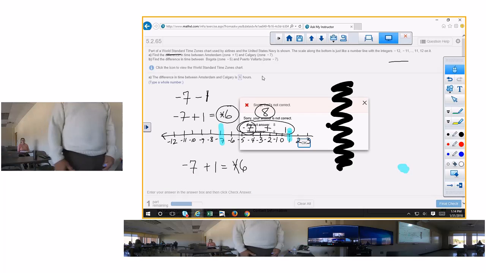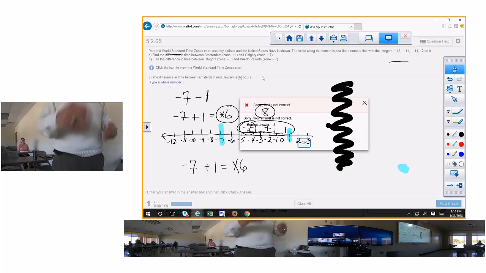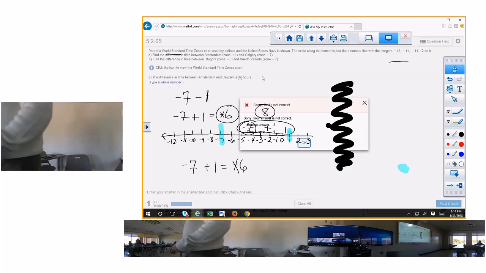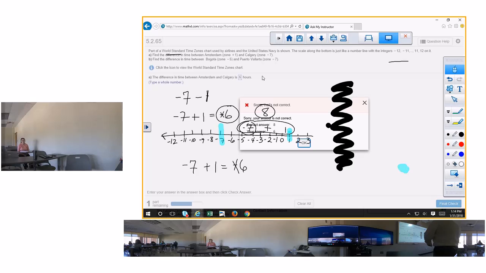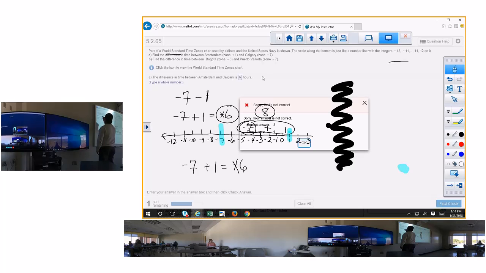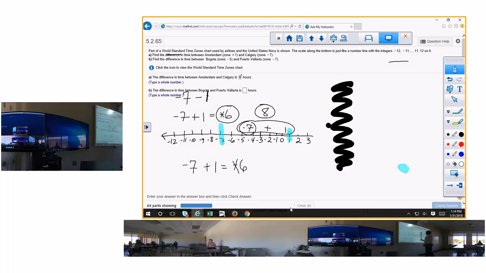Okay, I did have the question. That question is wrong. It should be 8. It should say the distance. See, that question is not right. What they should do is say, find the difference, and then put in parentheses, distance. That's what they should do. So I was right to begin with. Okay? So let's do the next one.